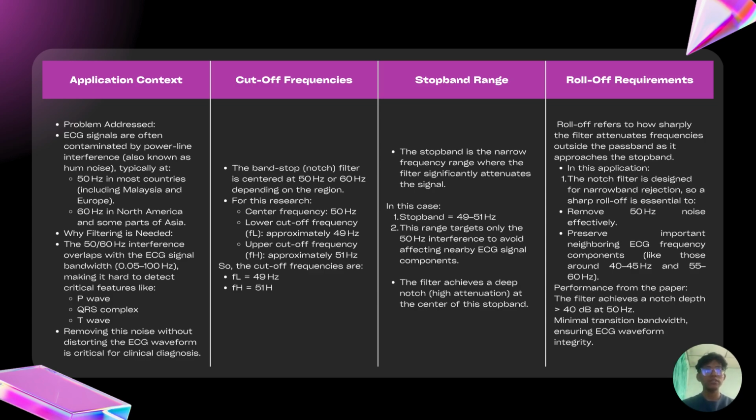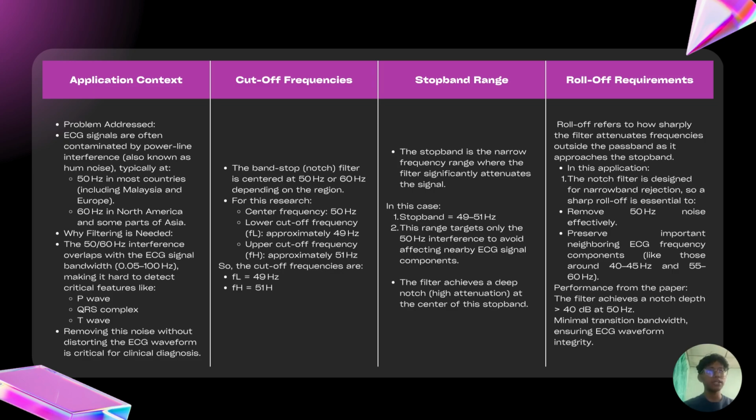For the third one, stop band range. The stop band is the narrow frequency range where the filter significantly attenuates the signal. In this case, the stop band is 49 to 51 Hz. This range targets only the 50 Hz interference to avoid affecting nearby ECG signal components. The filter achieves a deep notch, high attenuation, at the center of this stop band.